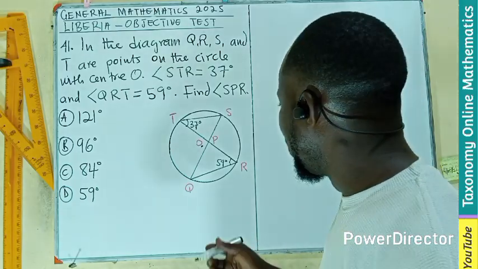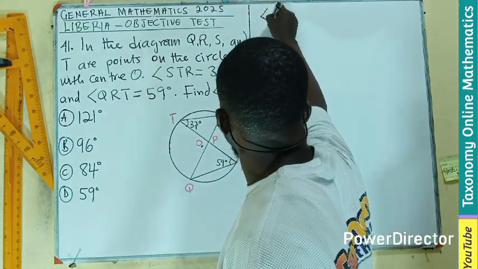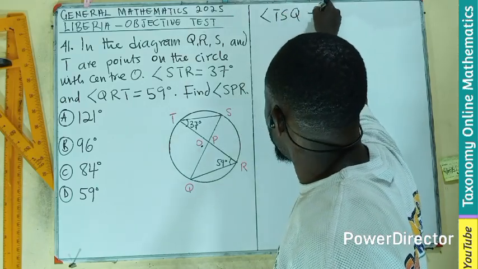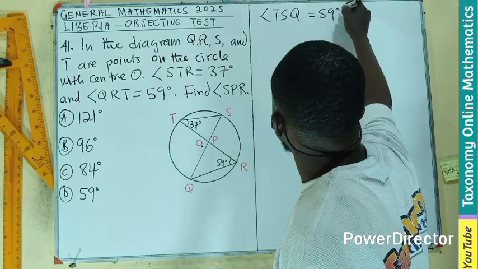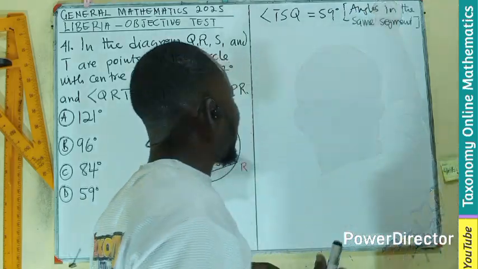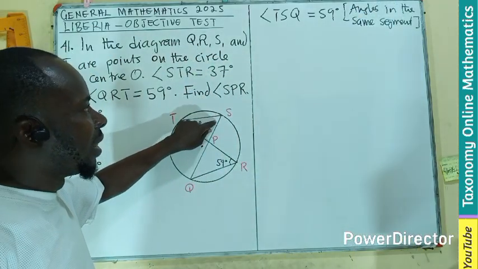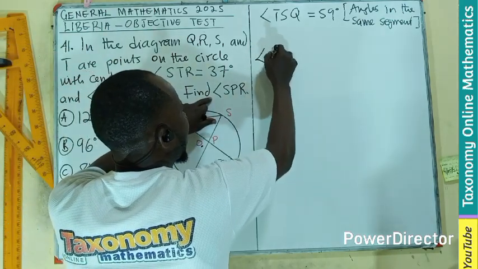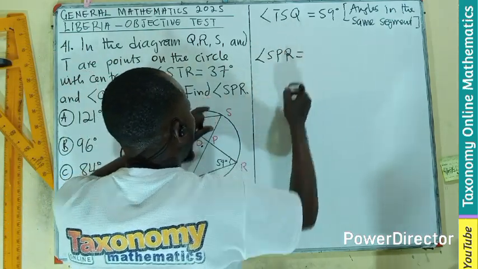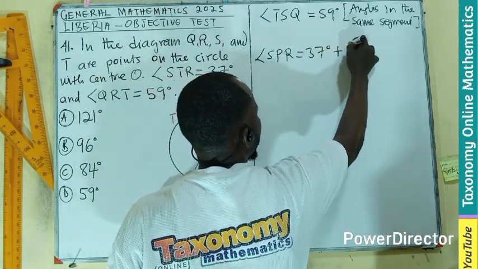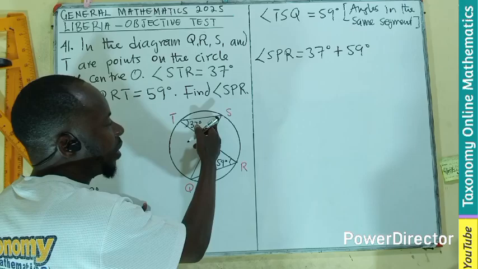So here I am only going to say that the angle that I have here, TXQ, will also be equal to 59 degrees, which is angles that are in the same segment. So this will be equal to that. Then I can also say that the angle I am asked to find, SPR, will be equal to this angle, 37 degrees plus 59, this very one.